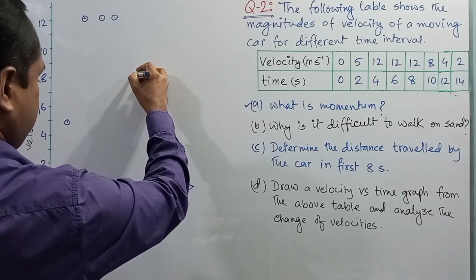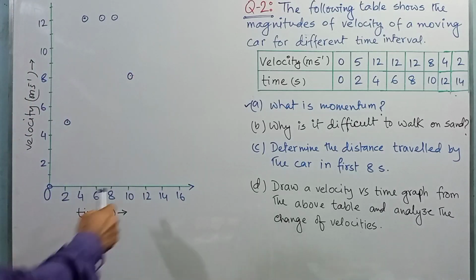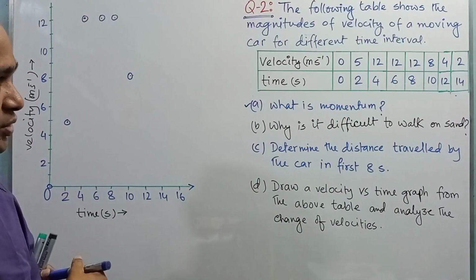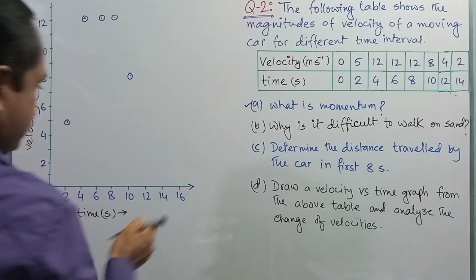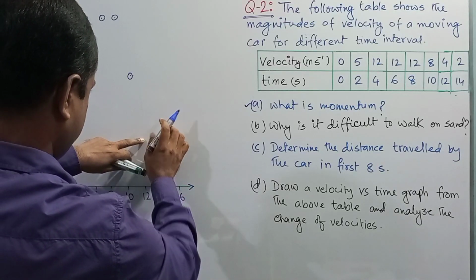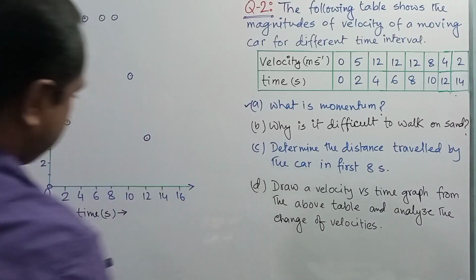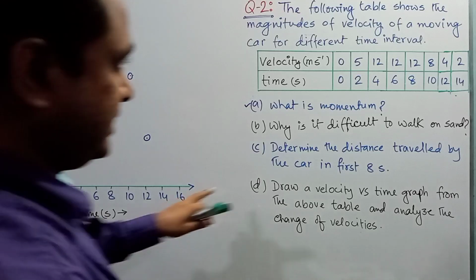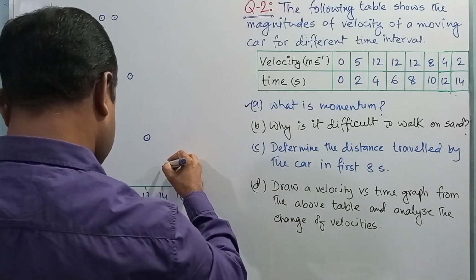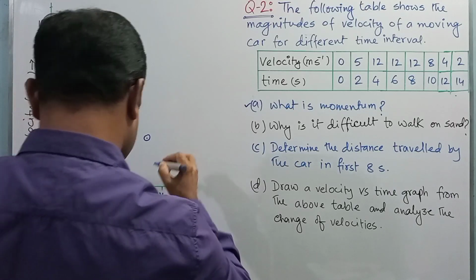I think this indicates the velocity at time 10 seconds, and when the time is 12 it reduces to 4 meter per second, right? I think this point indicates the velocity at 12 seconds, and when the time was 14 the velocity reduced to 2 meter per second.